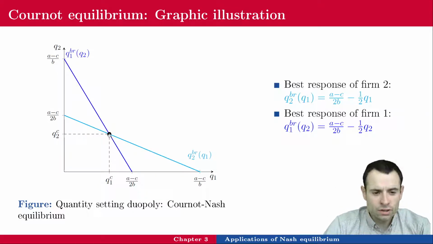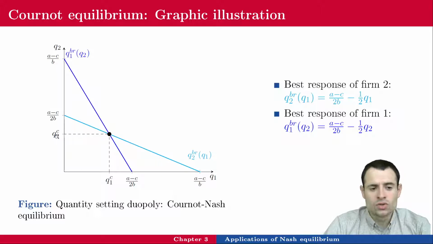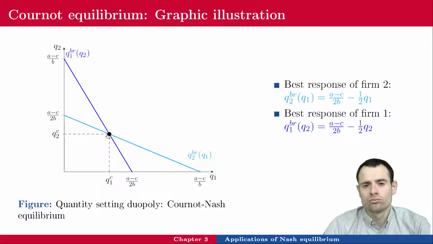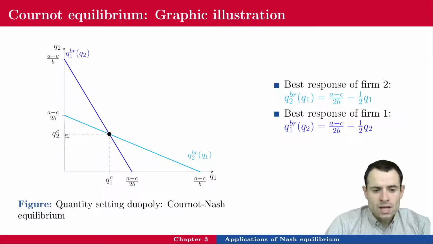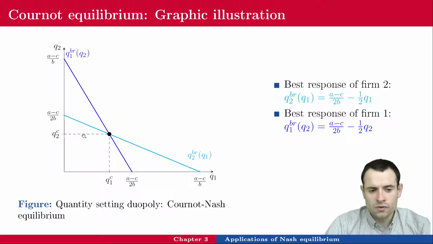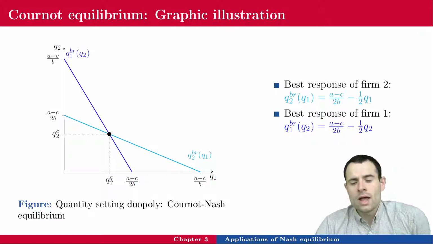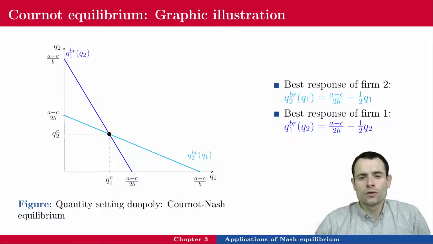However, once you're here, if Q1 is equal to this number, the best response of firm 2 is going to be Q2C. C stands for Cournot. At the same time, if firm 2 decides to produce this quantity, the best response of firm 1 is going to be to align Q2C on the blue curve, and we get Q1C. At this point, they both play a best response to each other, and this corresponds to the number we found before, A minus C over 3B.